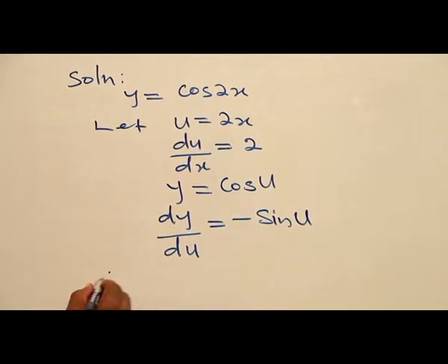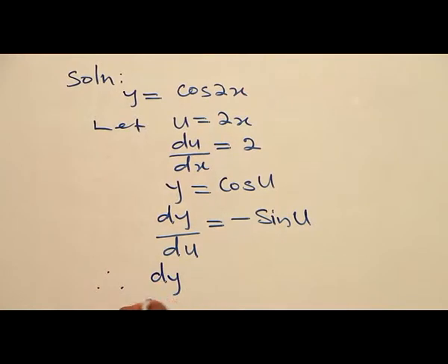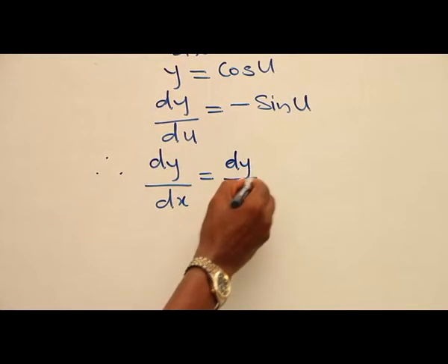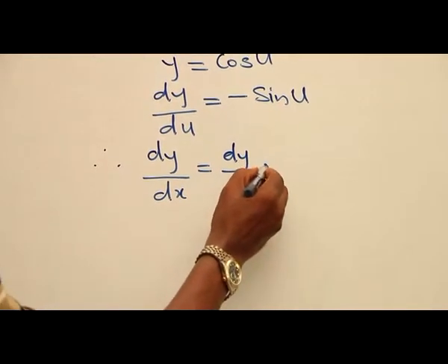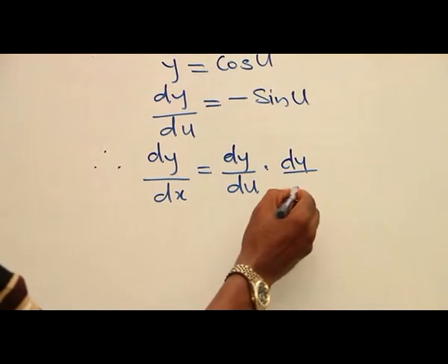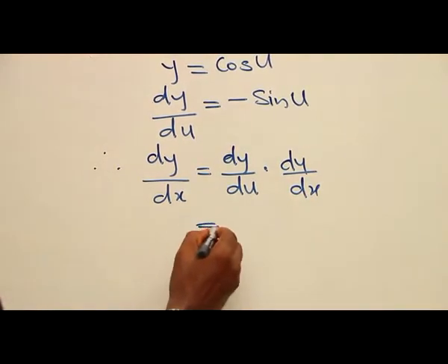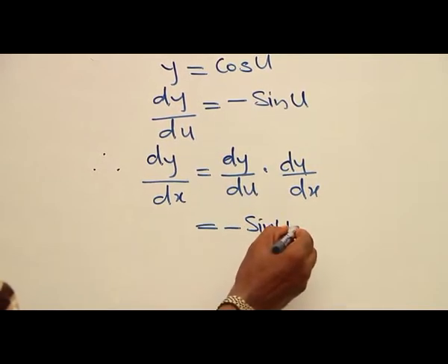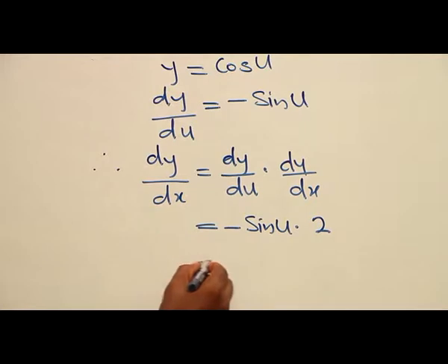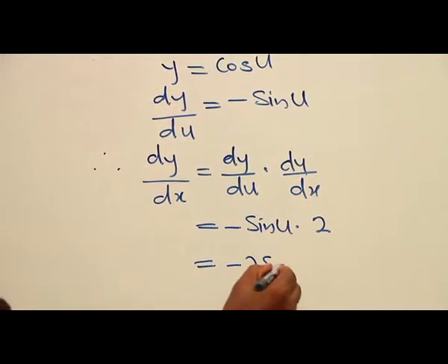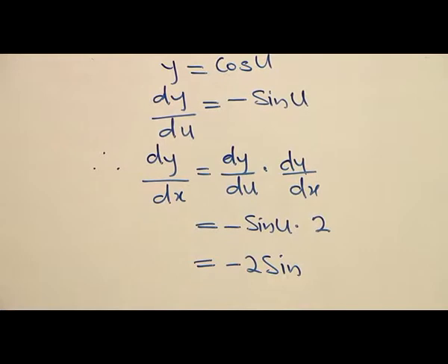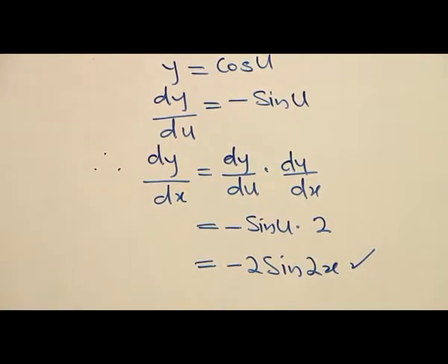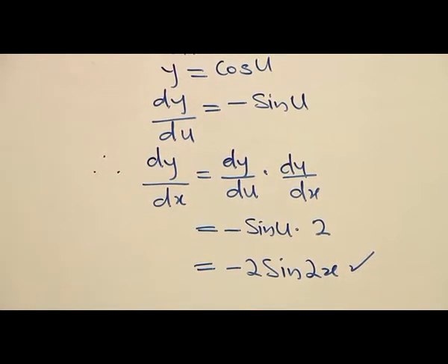And of course, we can now find our dy all over ds, which is equal to dy all over du times du all over ds. Substituting their values, we have minus sine u multiplying 2. So at the end we have minus 2 sine u, and your u is equal to 2s. That is the derivative of the given function.